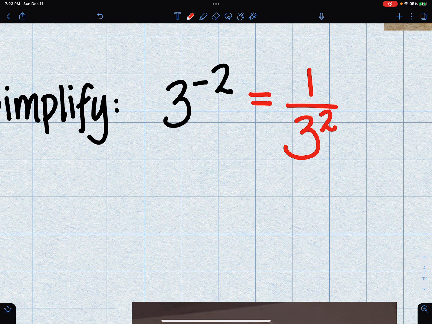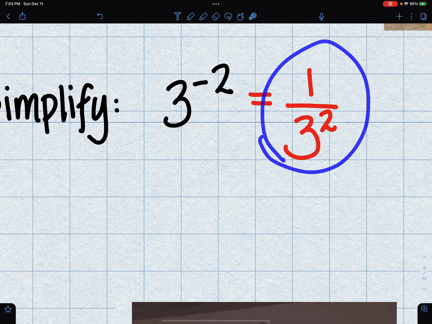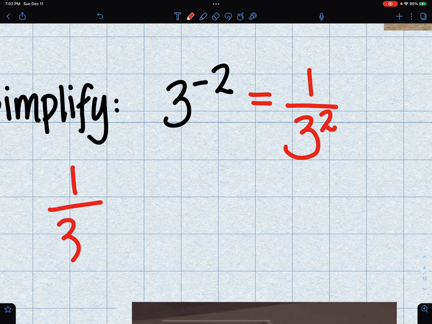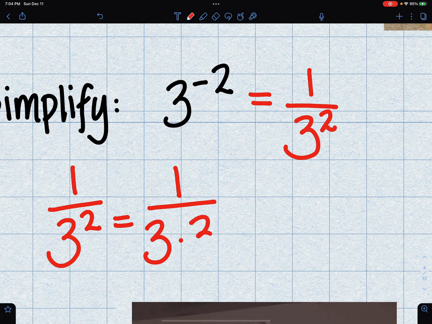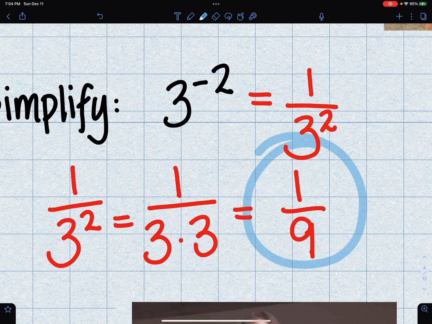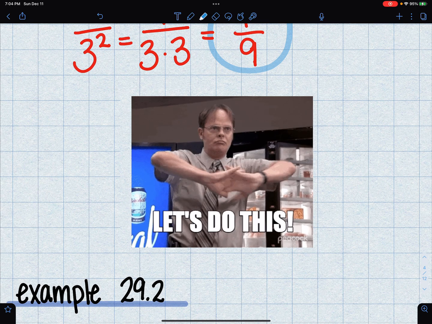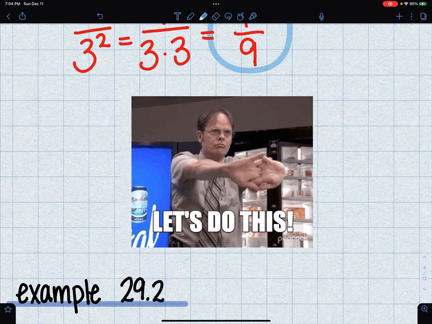Now, that doesn't mean that we're done. That just means that this is the same as that. Now we can figure out how to do this. So 1 over 3 squared is the same as 1 over 3 times 3, and it's the same as 1 over 9. And that's going to be my final answer, 1 over 9. Okay, cool. We got a couple more examples to go.